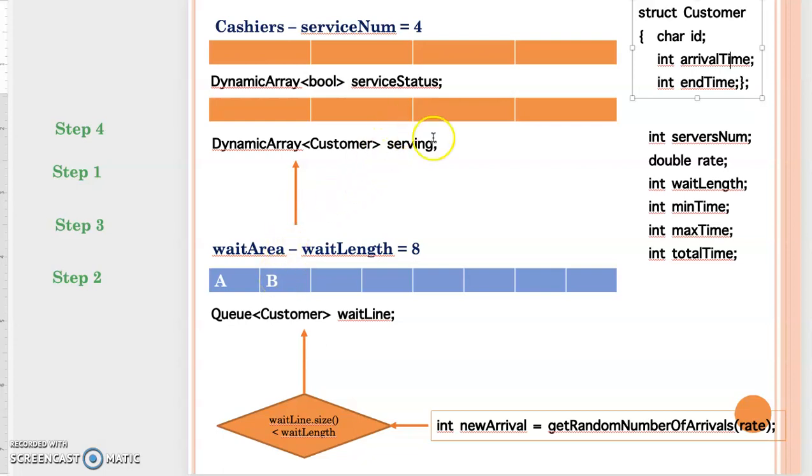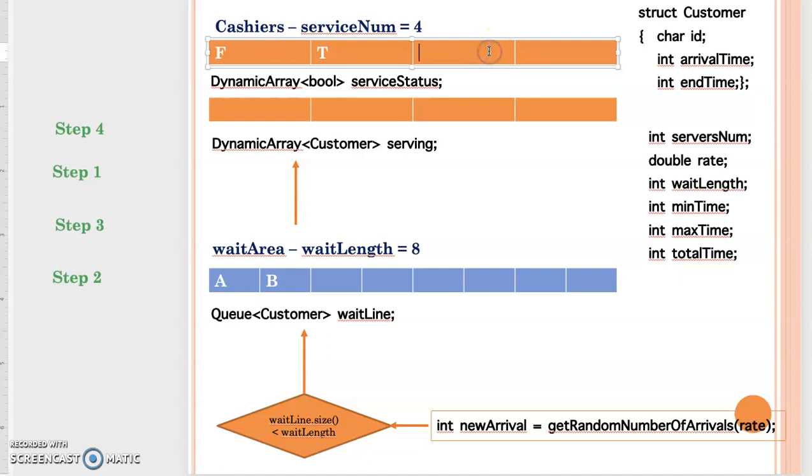So we will check. So actually here, even though we only have cashier like this, we have more information about the cashier. I need to know if this cashier is available or not. So that's why we're using one array. The data type is bool. So we just call this one service status. So this service status tells us whether this cashier is busy or not.